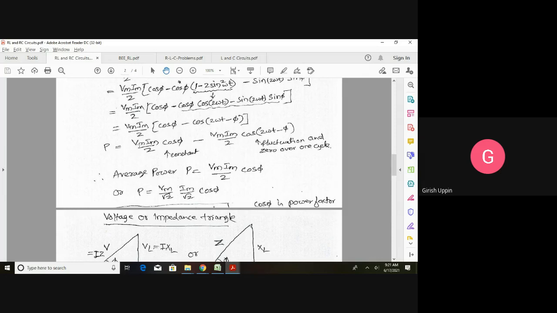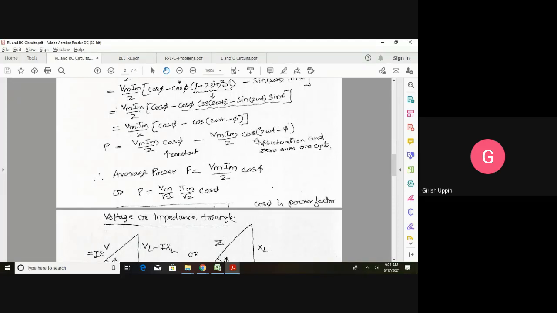So if you see here, Vm is constant, Im is constant, 2 is constant, and cos phi is constant. Why is phi constant? If the inductance value is constant and the resistance is constant, tan phi is given by the ratio XL by R. So that is why phi is also constant. For a given RL circuit, phi will be constant. So this complete component of the power is constant, and this is a fluctuating part of the power.